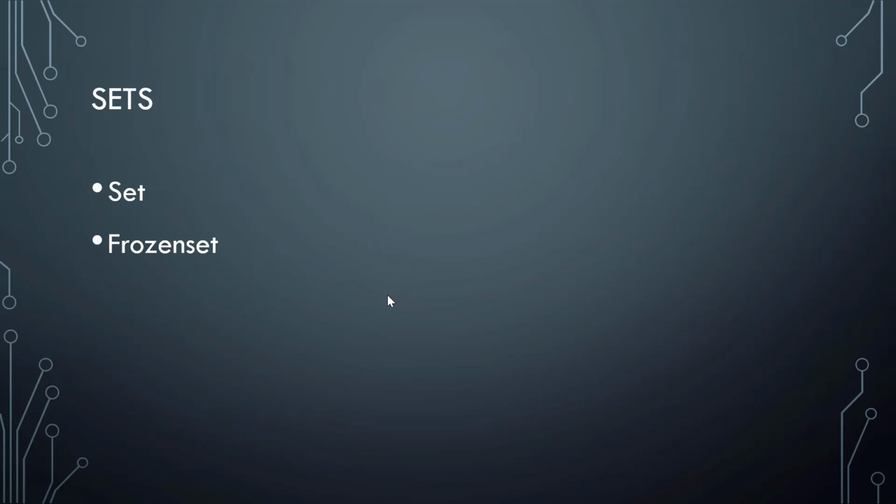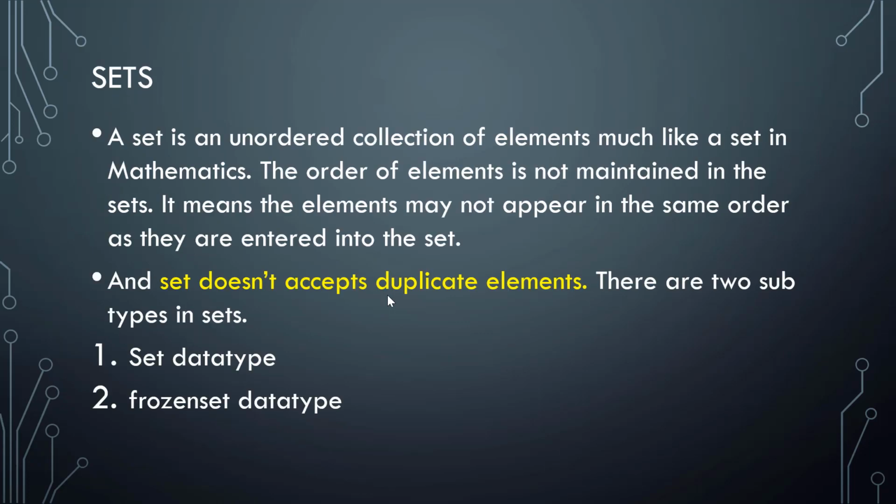So what is a set? It's an unordered collection of elements, much like a set in mathematics. The order of elements is not maintained in sets. That is what I told you just now. It means the elements may not appear in the same order as they are entered into the set. And set doesn't accept duplicate elements. This is a very, very important thing.